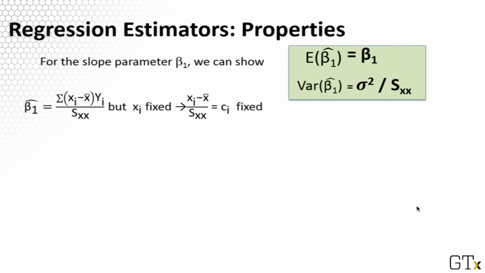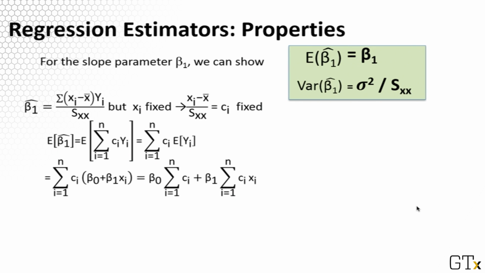So let's go back to the formula of the estimator for beta 1. We can rewrite that as the sum of a constant times the random variable yi, where that constant is denoted here by ci. So what that means is that beta 1 hat is a linear combination of random variables, and we know from basic statistics that the expectation of a linear combination of random variables is equal to the linear combination of the expectations.